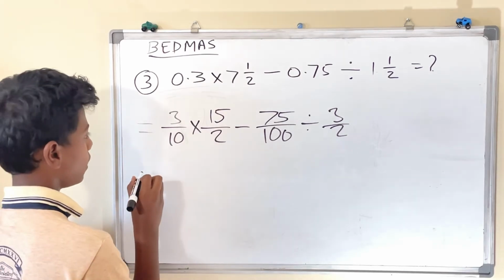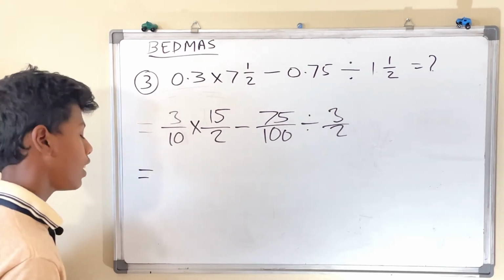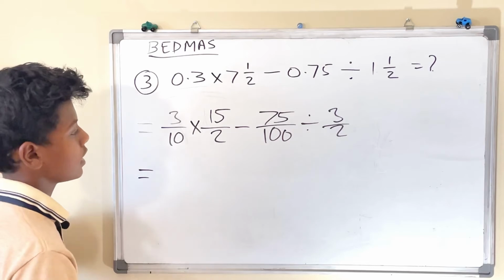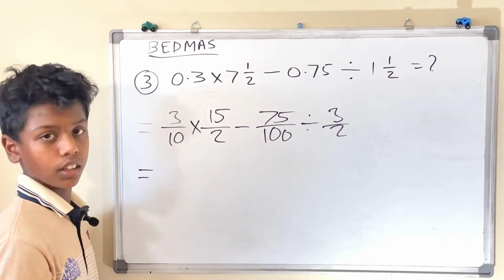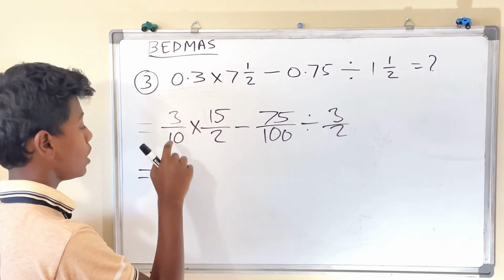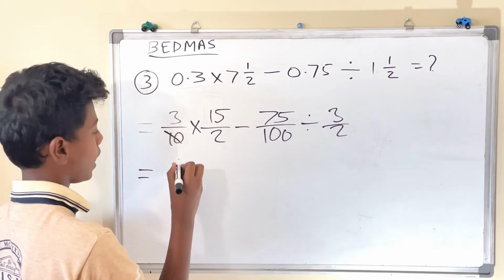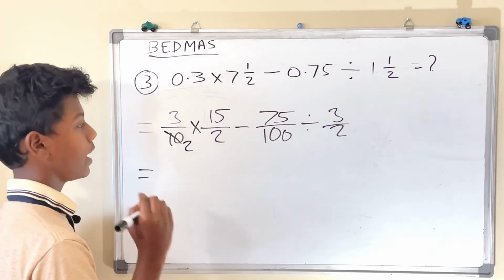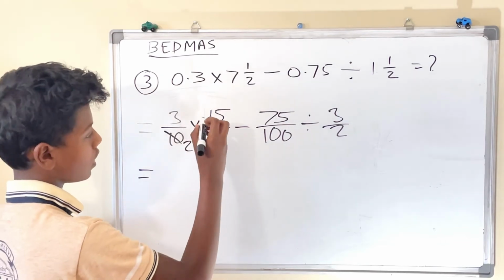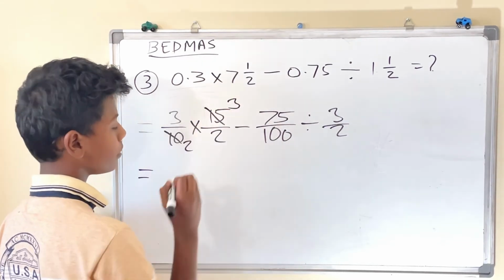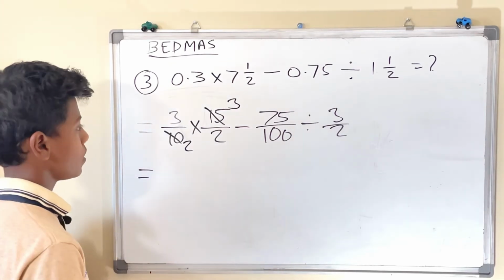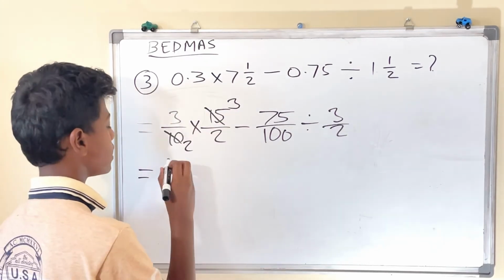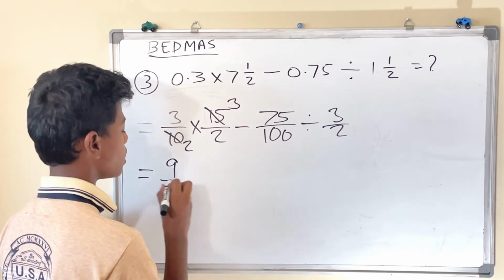So I'm going to put our equal sign again. And here we can apply our cross canceling. So we can't do anything with 3 and 2, but with 10 and 15, we can take out 5. So 5 times 2 is 10, so we can cross out 10 as 2. And then 5 times 3 equals 15, so we can cross out 15 as 3. So that's all we can cancel out. So that means we just multiply straight on. So 3 times 3 is 9. 2 times 2 is 4.